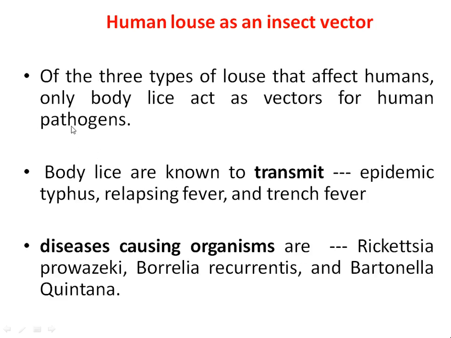Of these three types of lice that affect humans, only body lice act as the vectors for human pathogens. That is, the body lice are known to transmit the epidemic typhus, relapsing fever, and the trench fever. These are the three important diseases. Rickettsia prowazekii, Borrelia recurrentis, and Bartonella quintana are the disease causing pathogens, and they cause accordingly the epidemic typhus, relapsing fever, and the trench fever.